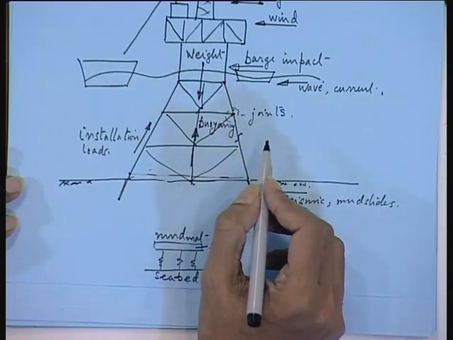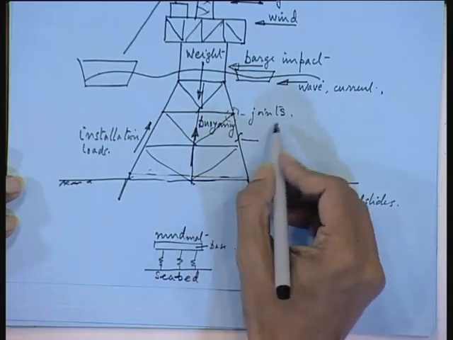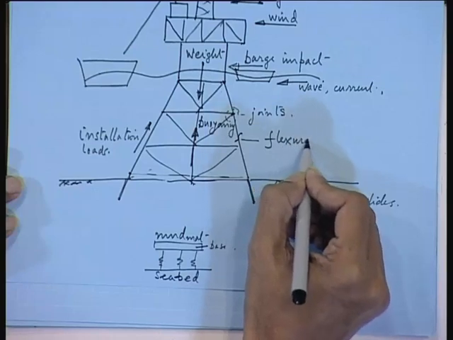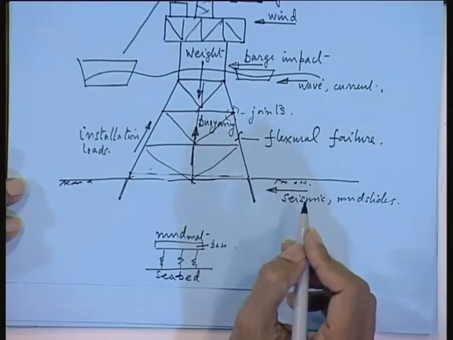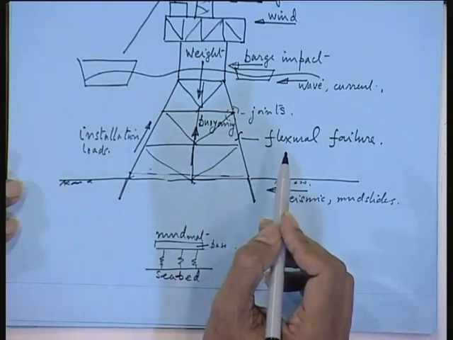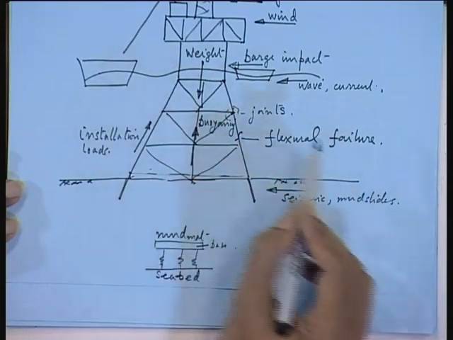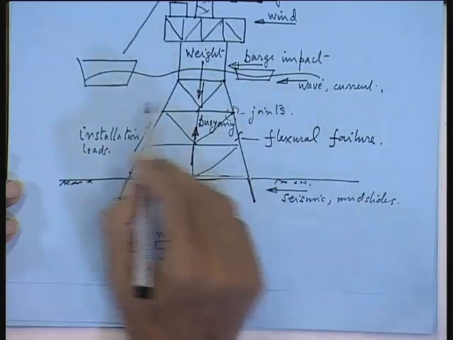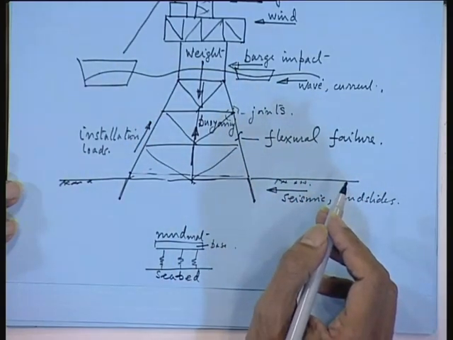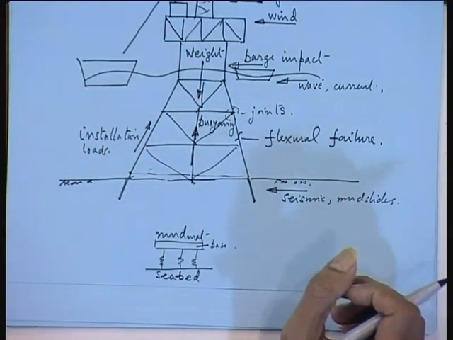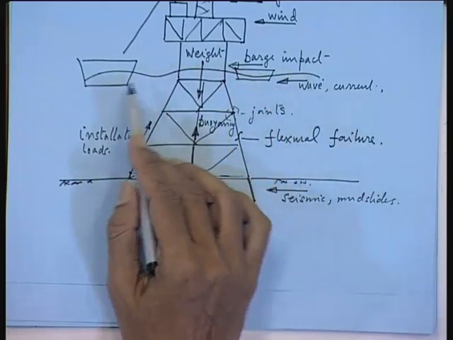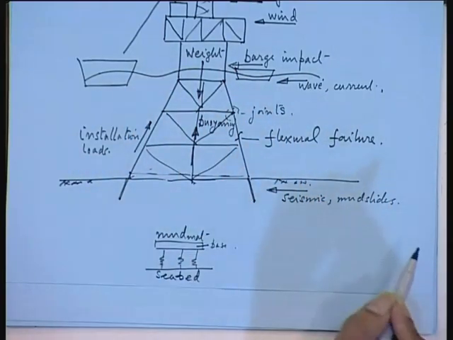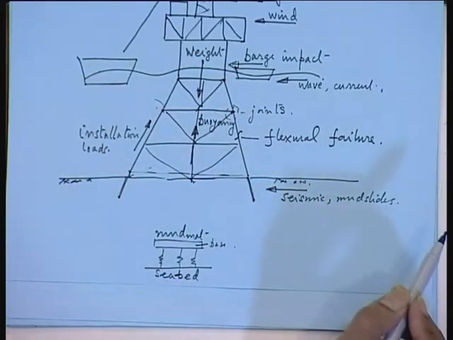Because this will come because of what? This is because of flexural failure. So that means you have to design the structure in such a way that it will take a large amount of bending moment. The maximum failure will occur because of two things in case of this fixed structure. One is flexure, the other is what? The other is buckling. So failure normally occurs because of flexure, buckling, and also fatigue. These are the normal causes of failure in jacket platforms. Failure normally occurs at these joints. So those are to be prevented. Anyway, so these are some of the areas.